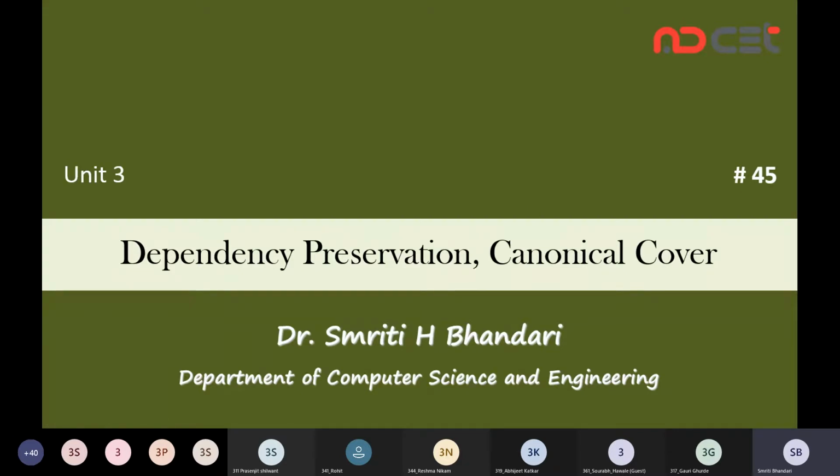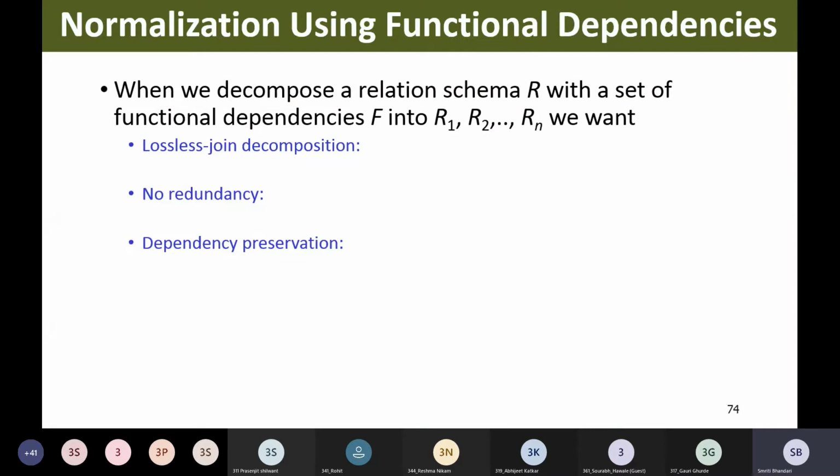Today we are going to discuss two important concepts, dependency preservation and canonical cover. While performing normalization, we have seen that we need to make use of functional dependencies. So with respect to the normal form that we are making use of, we need to properly use these functional dependencies for decomposing the original relation into a set of relations like R1, R2 up to Rn.